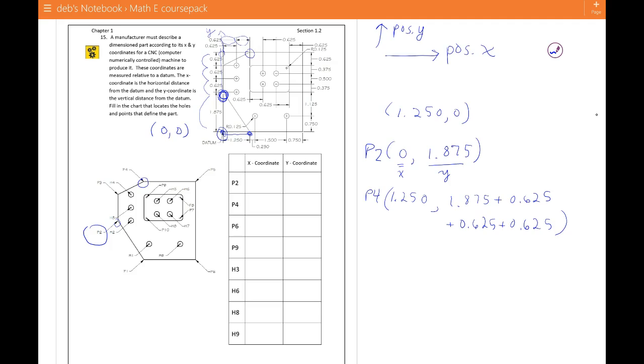So let's look at P6. And that's this lower corner here. So that one's pretty straightforward because I can see that I'm not going to go up any. So it's all in the x direction. I have 1.250 plus 0.250 plus 1.5 plus 0.75, comma, go 0 up in the y direction. So that's P6. P9 is a little trickier because it's in this corner.